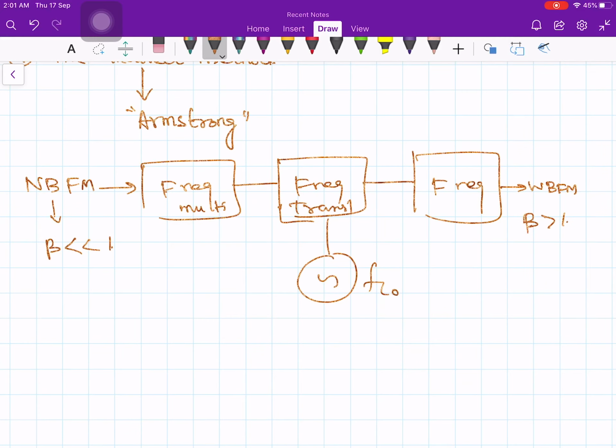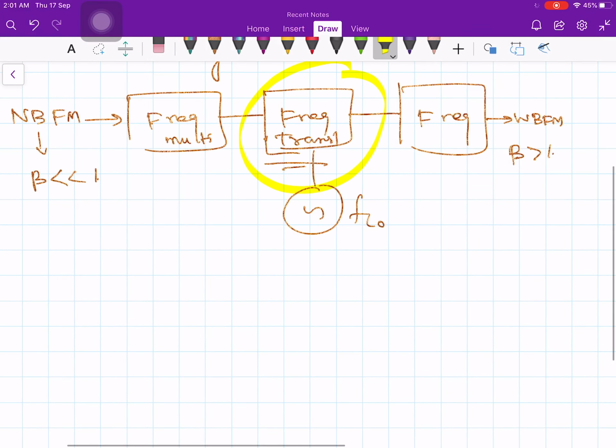In this process, the carrier frequency also gets multiplied. To get the requisite carrier frequency, we may have to go through one or more stages of frequency multiplication, followed by this frequency translation. So these are the things that we discussed in the last class. Now, what are the advantages of using this method? You may ask, why should we use this indirect method at all, after we have to go through so many stages of operations?